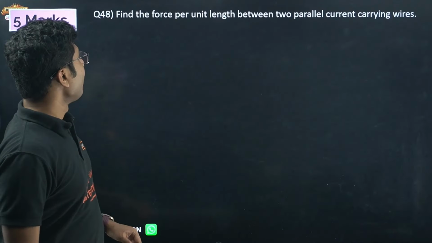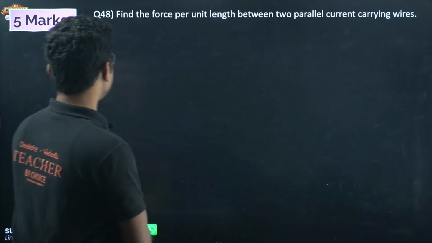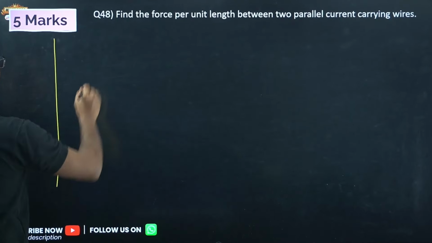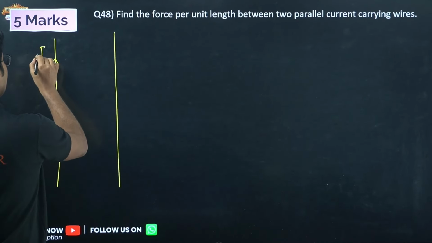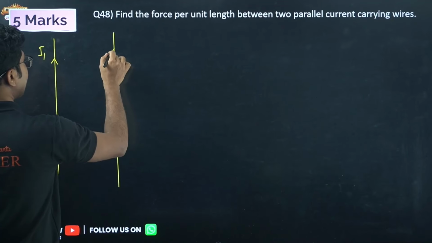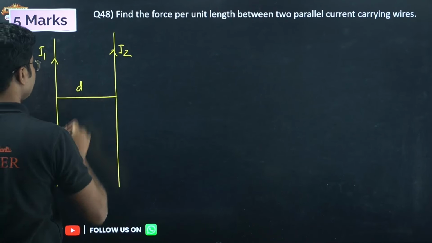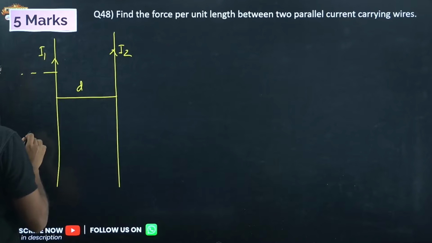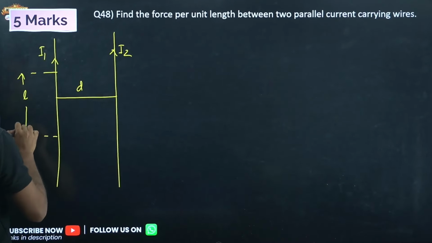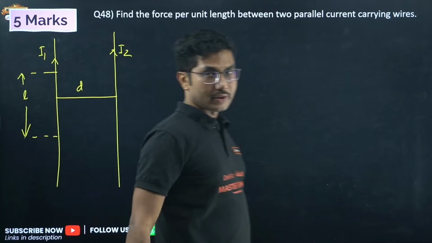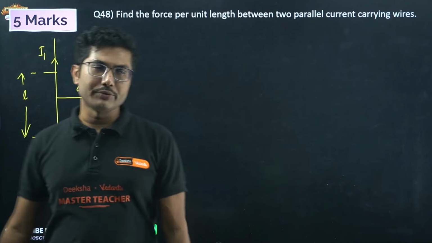Now next, find the force per unit length between two parallel current carrying wires. So here we have two wires carrying current. Suppose this one is carrying current I1, this one is carrying current I2, and the distance between them is D. Let us consider an arbitrary length L, small l. Okay, force per unit length we are trying to find. If they ask you force also, then also you have to find force per unit length.